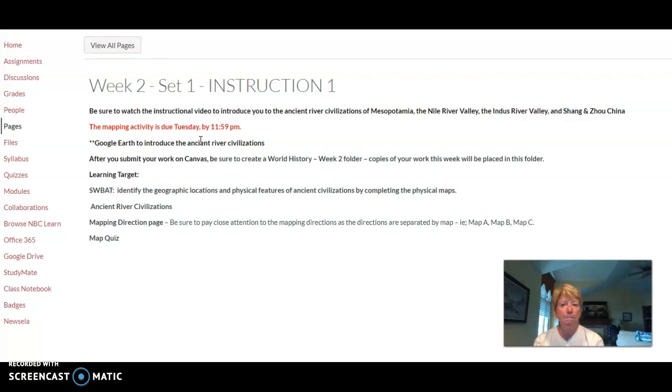After you complete the map activity, I would remind you to please make sure that you take the map quiz. And the map quiz will then be due by Wednesday, 11:59.